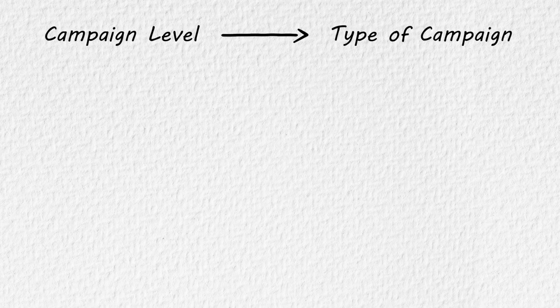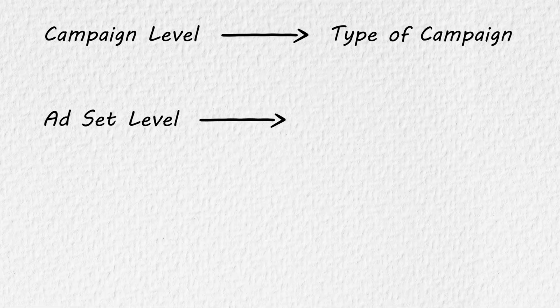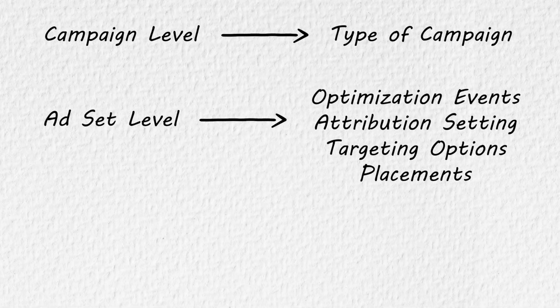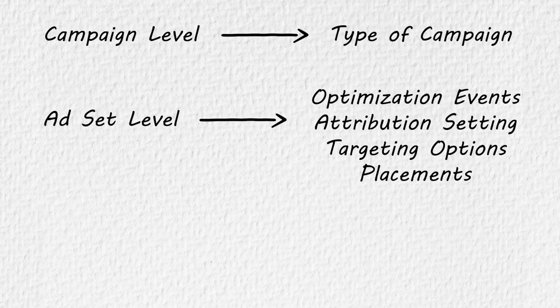Then we have the ad set. On the ad set level, we are adding the optimization event. We are adding the attribution setting, which is how many days of data we're going to collect in order to optimize. We have the optimization events, which are going to be purchase or lead or whatever we want. And then we have other targeting options like interest, demographic targeting, country, and also the placements, in which placements we're going to show our ads.